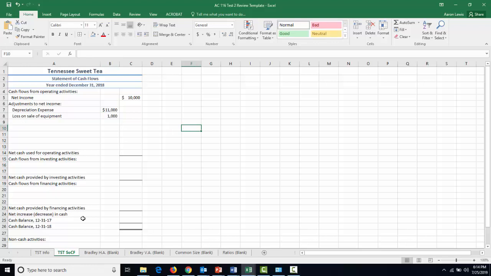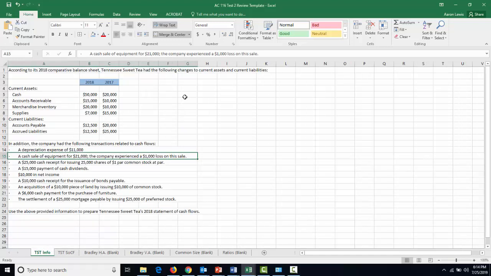Those are our two items that we usually always start our adjustments for. They're going to be the first two adjustments that you have on your test. After that, you get to move on to the two types of accounts which go under the operating section, which are your current assets and your current liabilities. So we go back to our information page here. Let's start with our current assets.